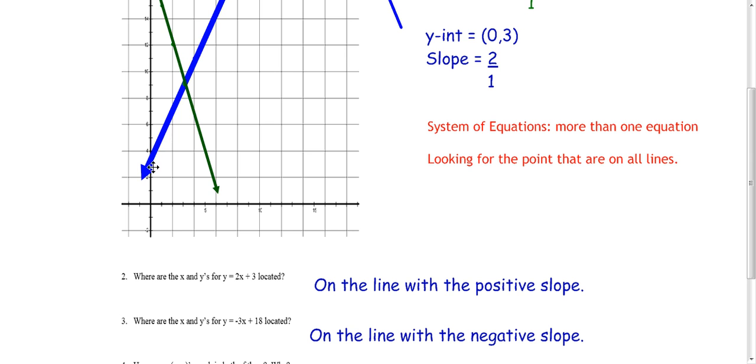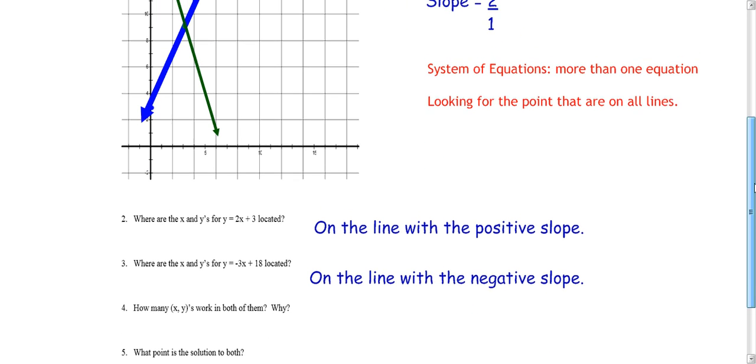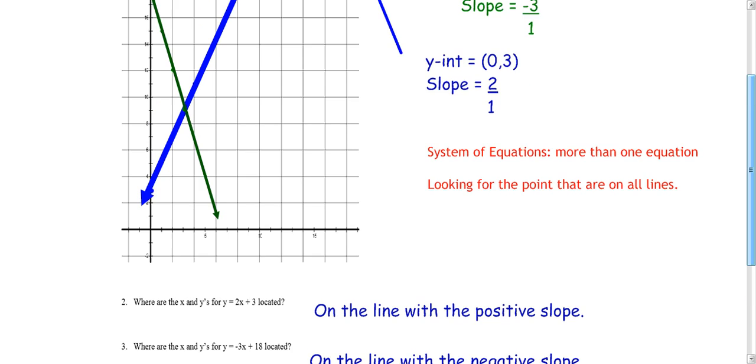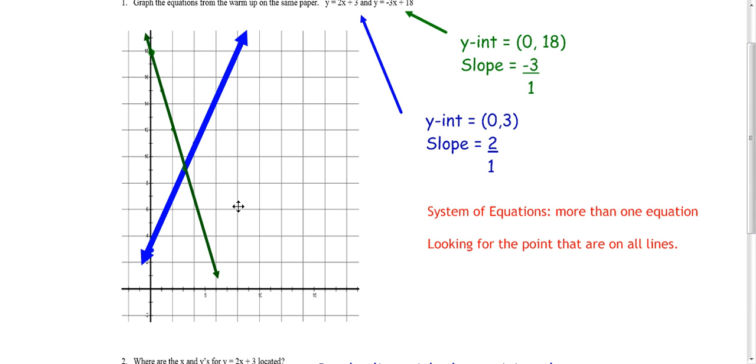So all of the points on the blue line are going to be solutions to y equals 2x plus 3, or make that true. And all the x's and y's on the green line are true for y equals negative 3x plus 18. So the final question is, how many x's and y's work for both of them? That's only going to be 1. That's going to be that point right there.